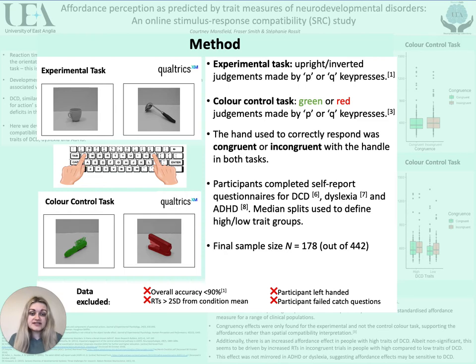To ensure the findings did involve affordances, we used a colour control task with the same key presses, however, they reacted instead to whether the object was red or green. Much lower level process which should not be affected by affordances. Participants also completed questionnaires for DCD, dyslexia and ADHD, and these scores were split into high and low trait groups. After data exclusions, we had a final sample size of 178.